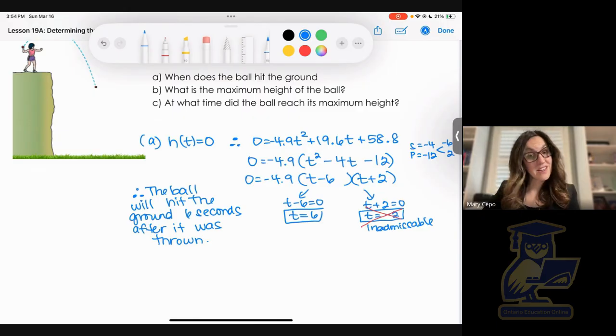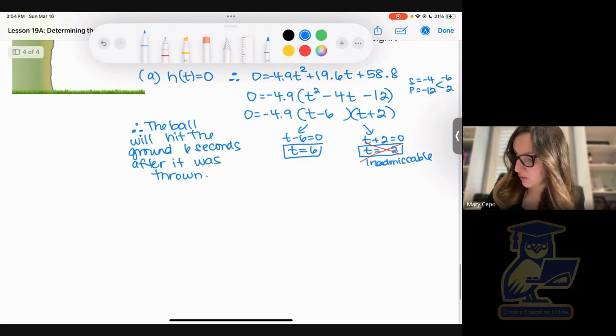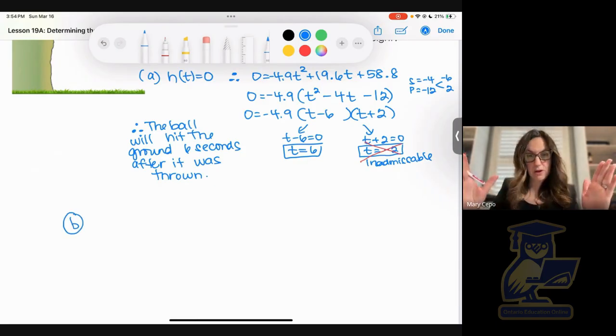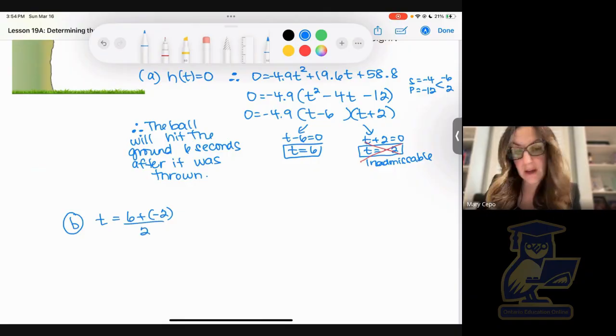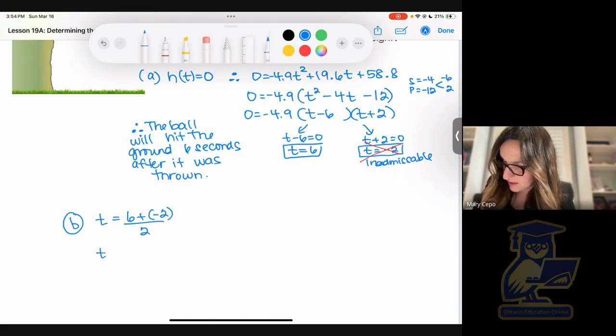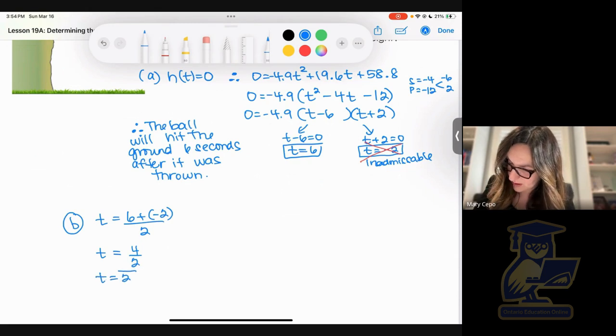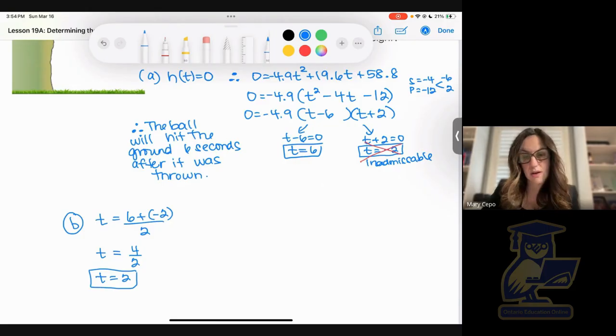Okay. Now it's asking for the maximum height. Although in A we didn't use the negative value for t, we do need to use it in order to figure out what the vertex is. Because we have the zeros, it's best to take the zeros and figure out the halfway mark. So what does that mean? We're going to take 6 plus negative 2 and divide that by 2, because the vertex and the axis of symmetry exist halfway between. 6 plus negative 2 is 4, and 4 divided by 2 is 2. So that is the x coordinate of our vertex.